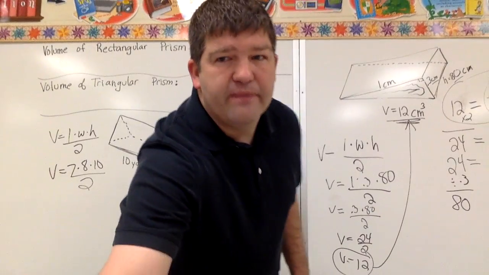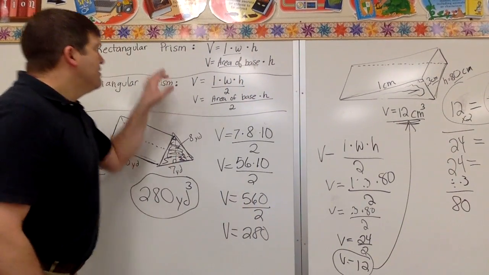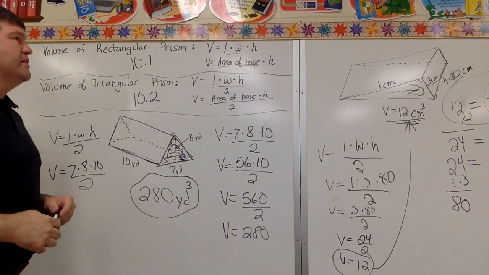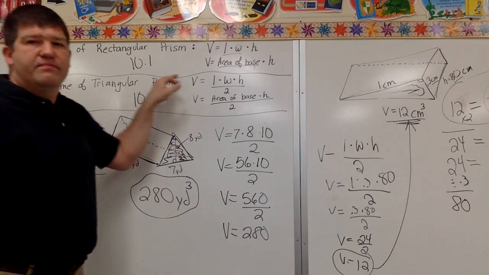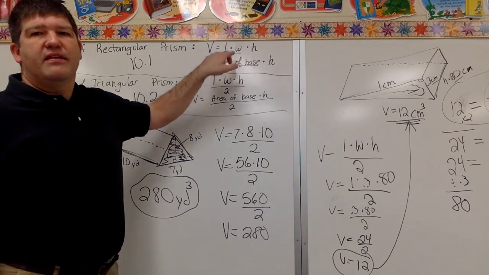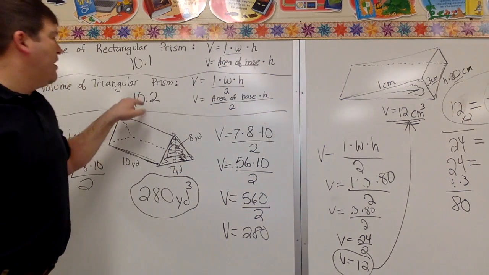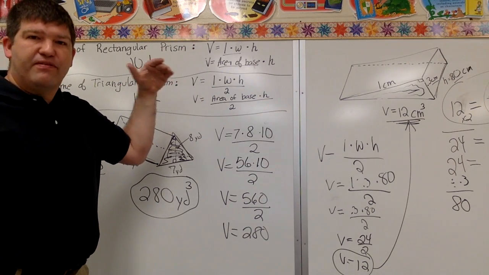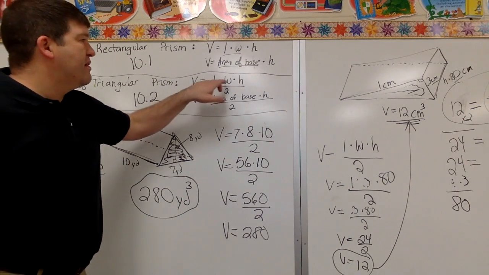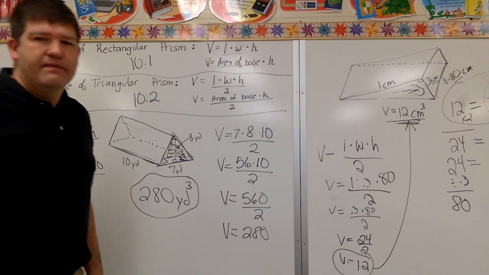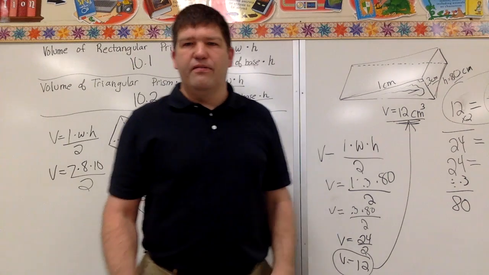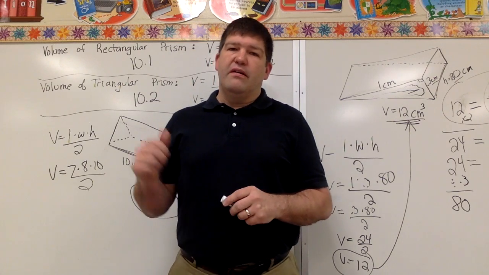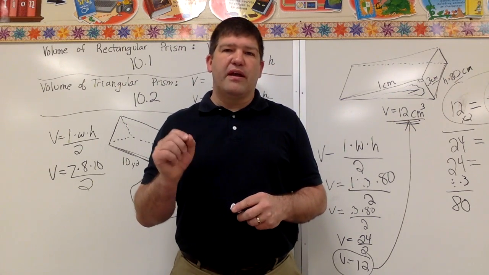Alrighty, so the key here. This is lesson 10.1, and this is lesson 10.2. Volume of a rectangular prism, the formula. Volume equals length times width times height. Volume of a triangular prism, the same as a rectangular prism, except it's divided by 2 because it's triangular. Length times width times height divided by 2. Okay? Go ahead and do some practice on this, and hopefully you'll be able to master getting the volume of a rectangular prism and the volume of a triangular prism.